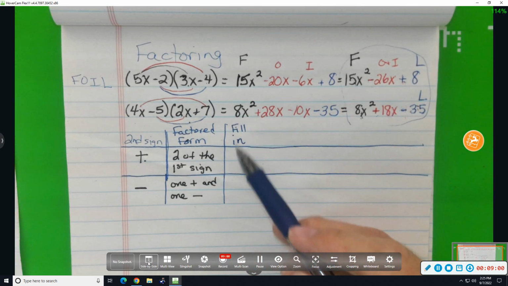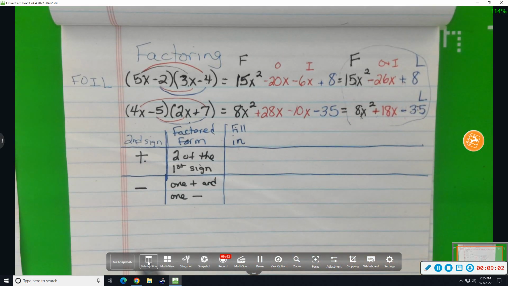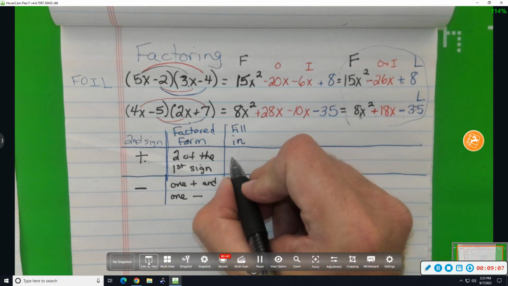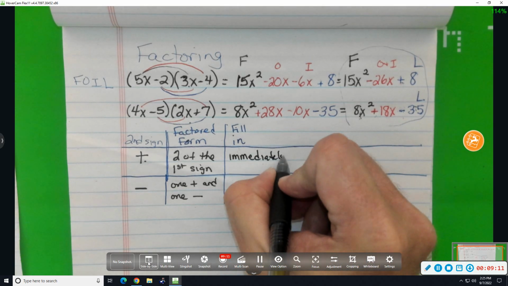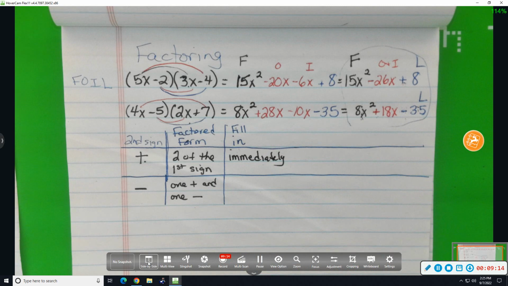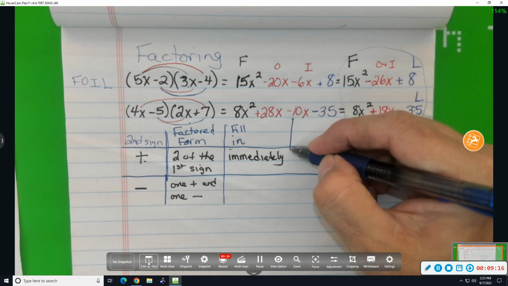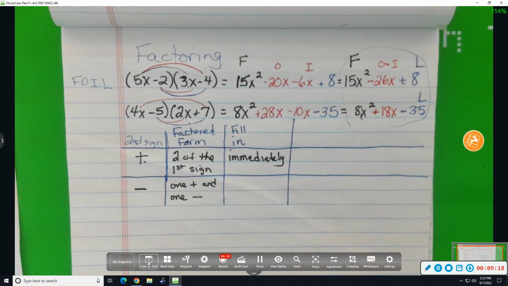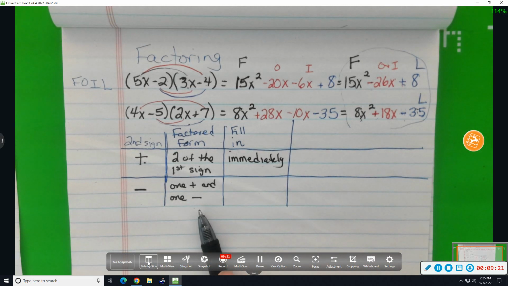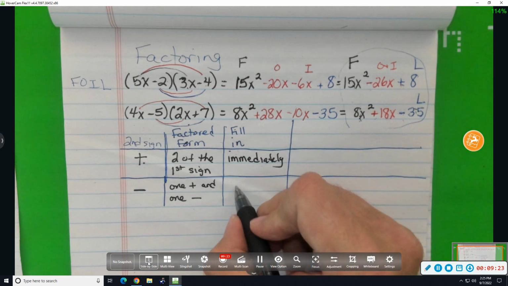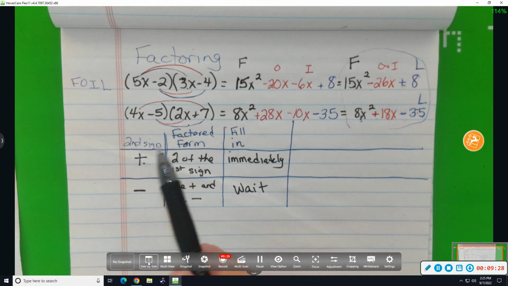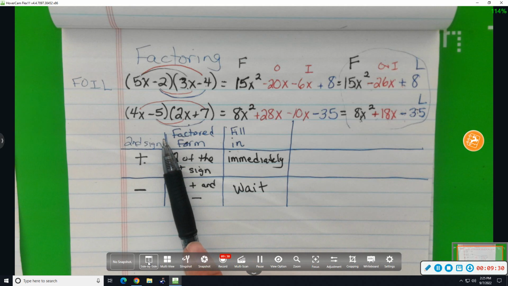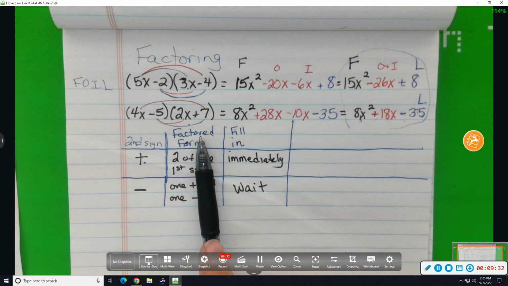Third column that says fill in. If you have a plus as the second sign, you can fill in the signs immediately. Why? Because you know they're either two pluses or two minuses. Just look at the first sign. On the other hand, if you have one plus and one minus, I'll wait to fill these in. Why am I waiting? Because I wouldn't know whether the plus goes in the first set of parentheses or in the second.